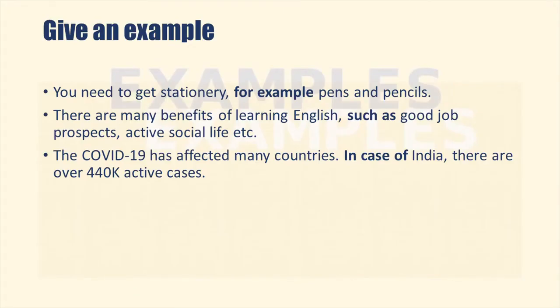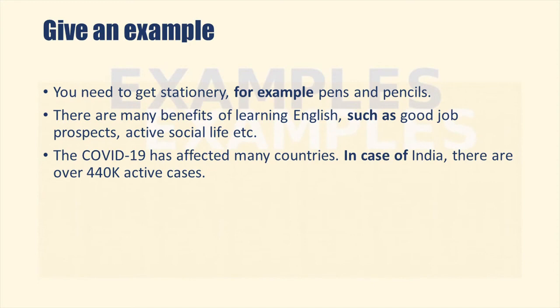So you use certain phrases or words that indicate or that signal to the audience that you're going to give some examples. Okay, so let's look at this sentence here. You need to get stationery. So you're talking about stationery, but you're not clear there. So you want to make it clear by saying, for example, pens and pencils. Okay, so when a teacher is giving instructions, she might say, you need to get stationery. And students might be asking, ma'am, what sort of stationery do we need to get for tomorrow's class? So, for example, pens and pencils. So that makes it clear.